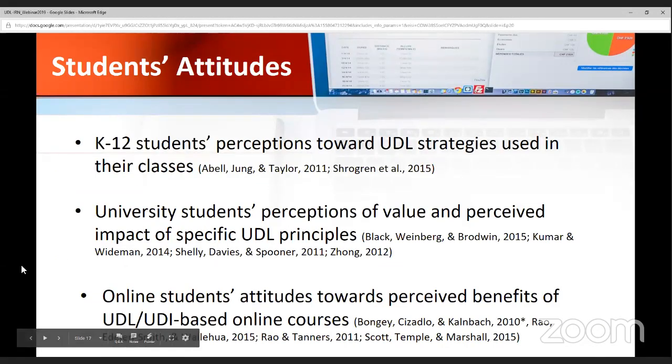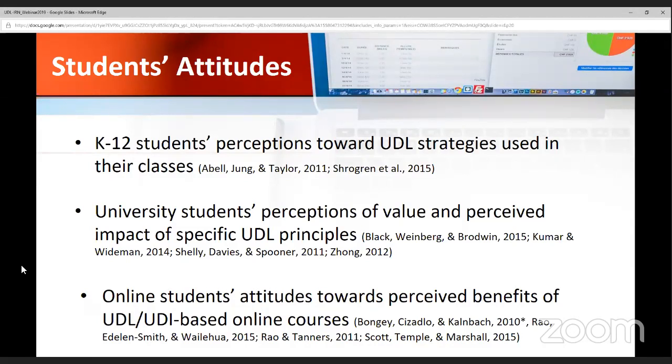Now, the majority of published research has focused on measuring students' attitudes towards UDL practices. And that was done through interviews and questionnaires primarily. That includes K-12 students' perceptions when the teachers would use UDL strategies in their classes, and then students would be asked, so what do you think about this? Was this a good idea? Did it make you feel more included? Did you feel like you had a better access to content, and questions like that?